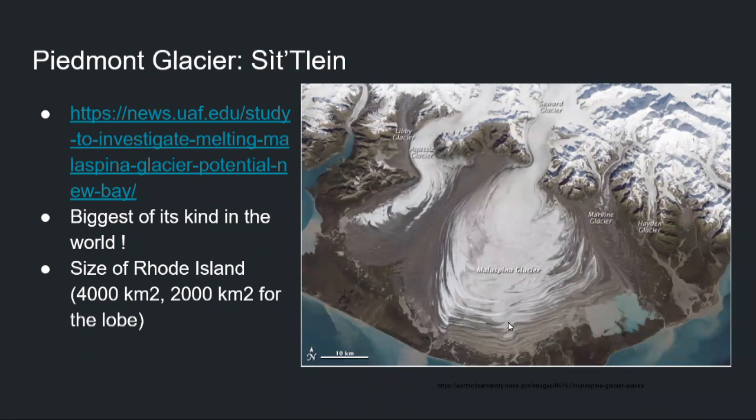It's an amazingly beautiful glacier. It's very difficult to study because of its shape. And it's very big as well. Just that lobe here, hopefully you can see my pointer. Just that part here is 2,000 square kilometers. I have no idea how it is in miles, but basically it's half of the size of Rhode Island.